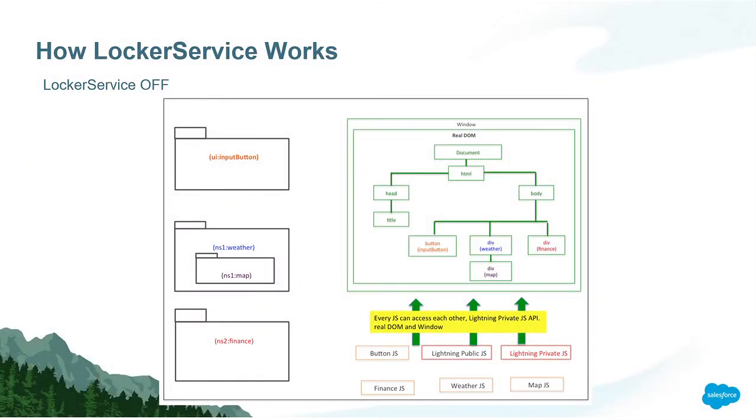So on this screen, on the left side, as you can see, I have 3 different components. The top one is coming from the UI namespace, which is Salesforce owned. Namespace 1 has 2 different components, weather and map component, and then namespace 2 has a finance component.